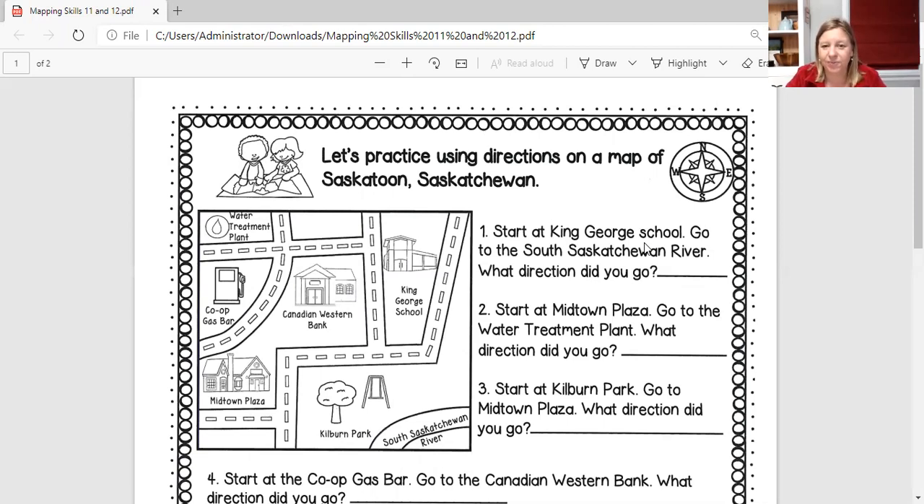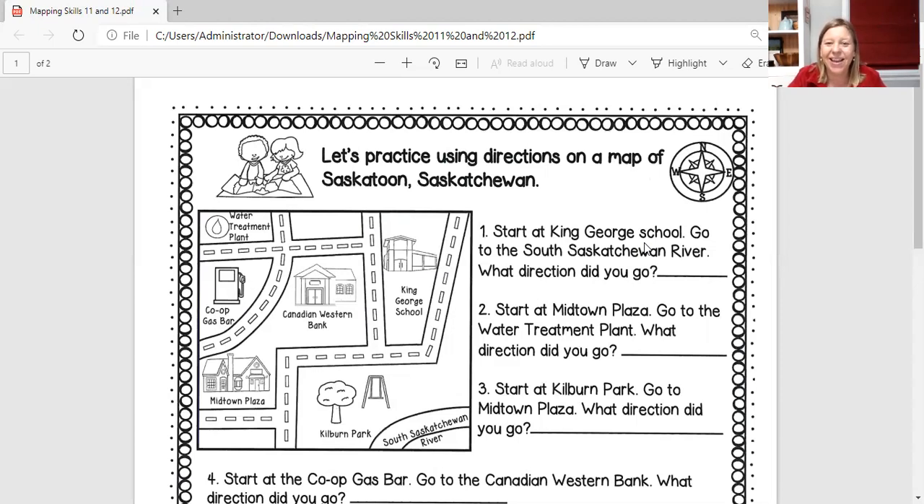Number 2, start at Midtown Plaza. Did you put your finger on Midtown Plaza? Find Midtown Plaza. Go to the water treatment plant. Water treatment plant is where they turn all the water into clean water. Which direction did you go? Did you go north, south, east, or west? Print your answer on the line.